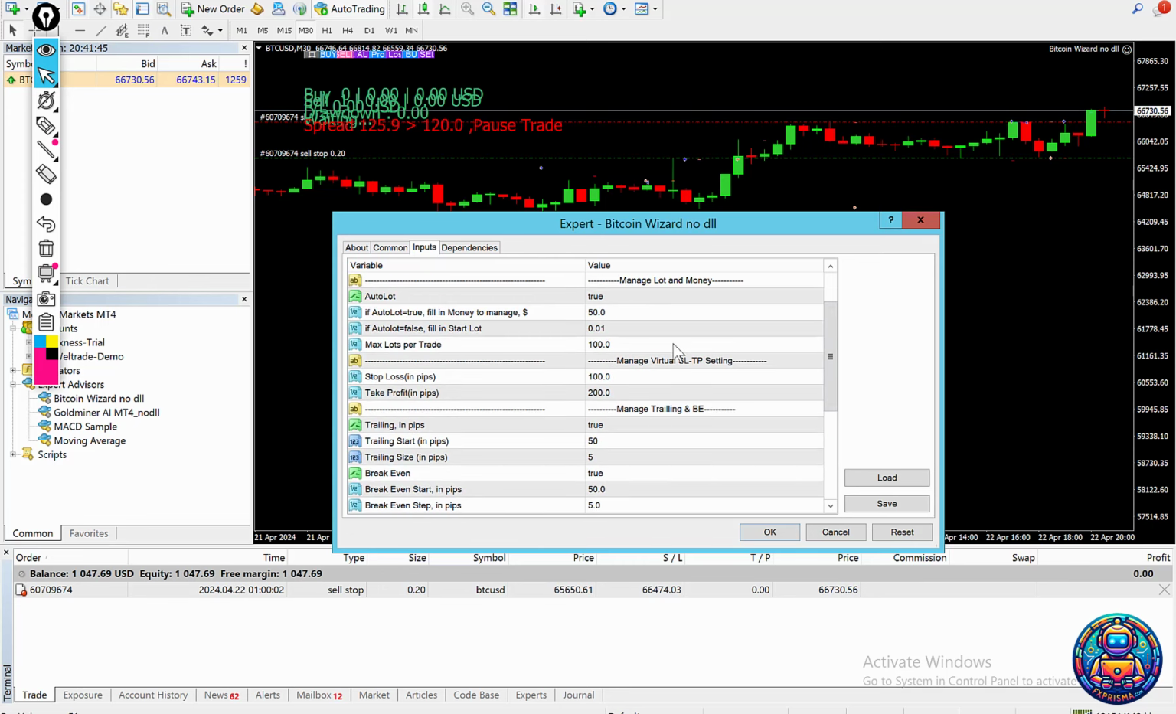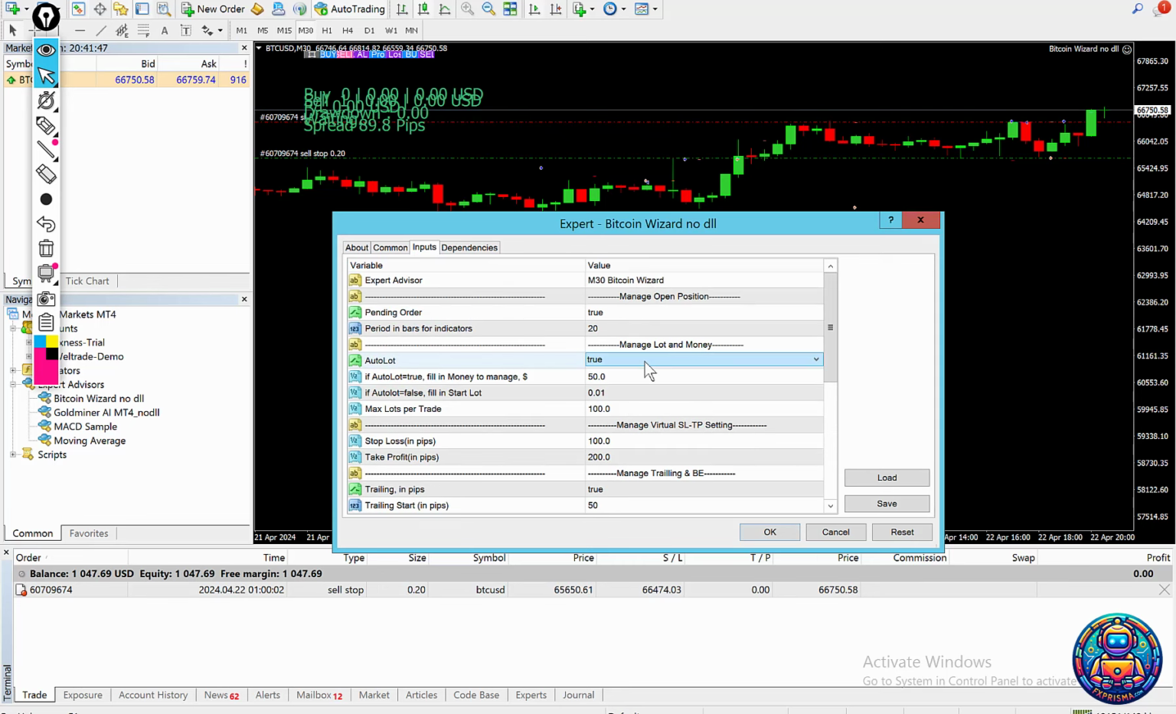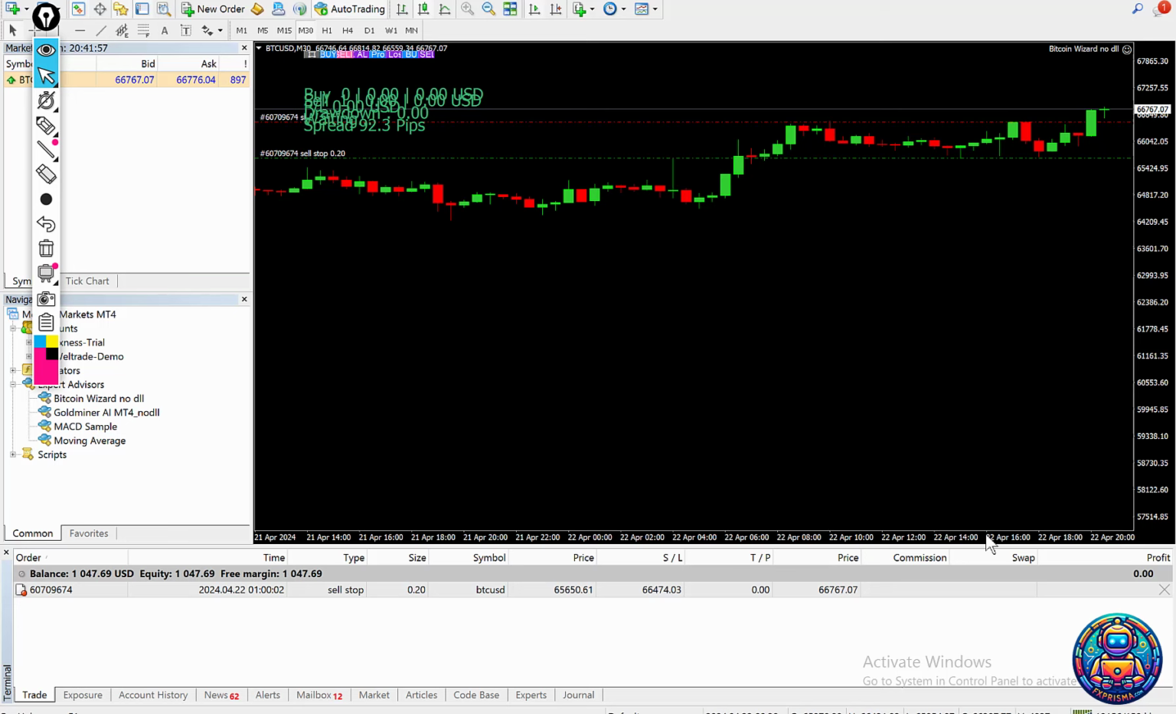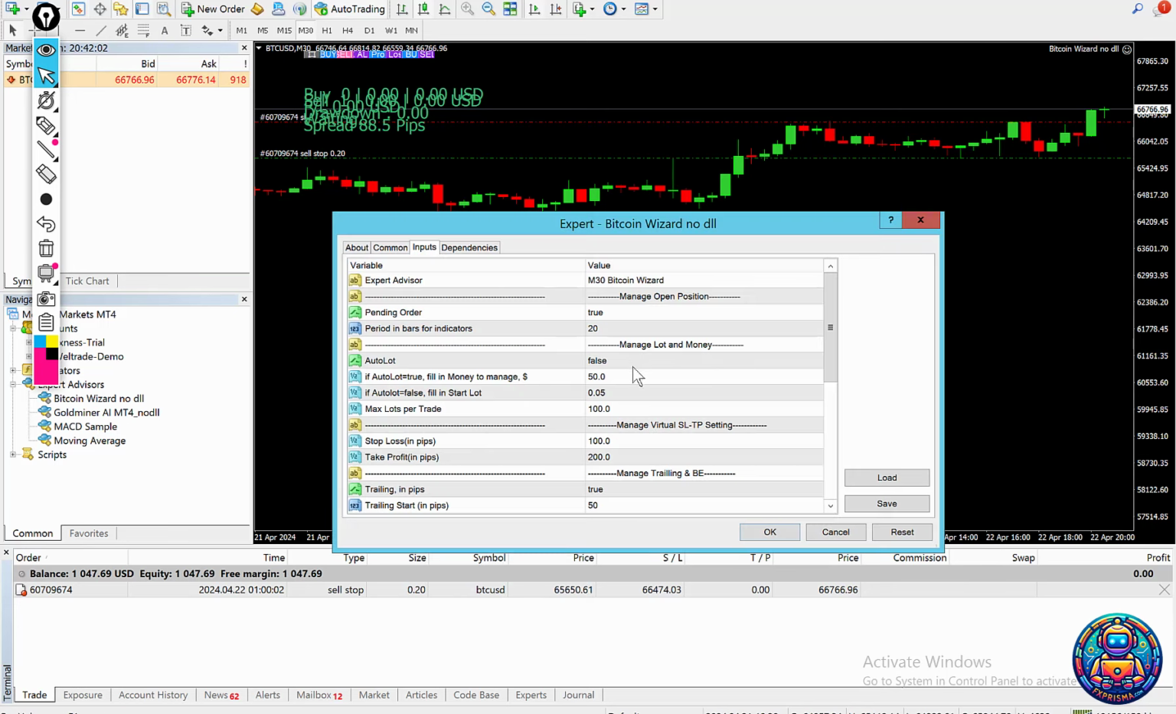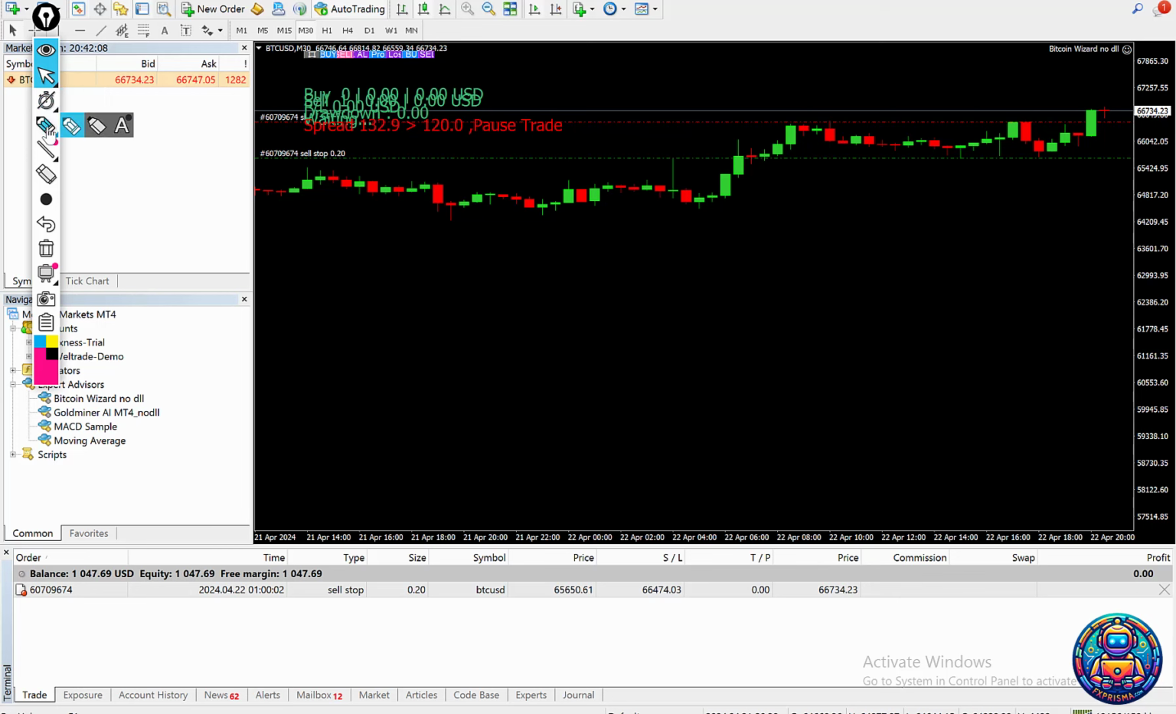So what I would do, I would go to risk management and pick this false, and I would use manual lot size. This one I would choose 0.05 for 1000 US dollars. But right now I'm just using it to test the limitation of this EA, whether it is purely risky, and that's why I chose the default, because 0.20 is very risky.